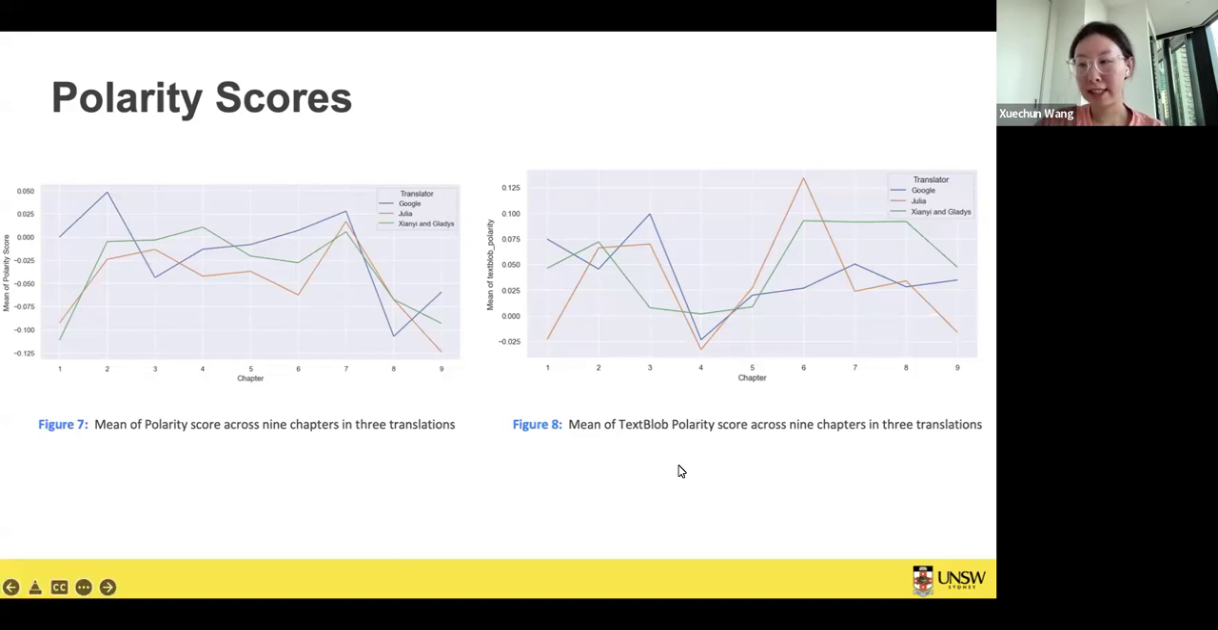Moreover, in figure 8, the mean of the polarity score in the 3 translations is different. The translations by the 2 human experts show a downward trend from chapter 8 to chapter 9 in both figure 7 and figure 8. This reflects that Ah Q, the main character in the novel, is involved in the revolution and finally becomes the victim of the revolution, being executed in chapter 9, which leads to a tragic end.